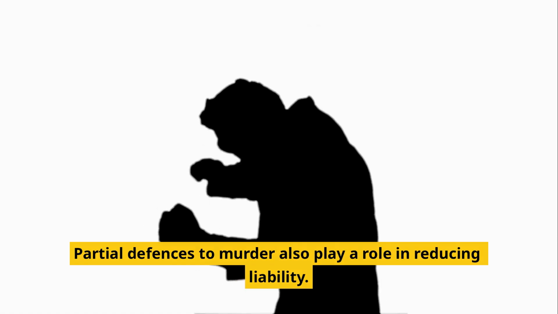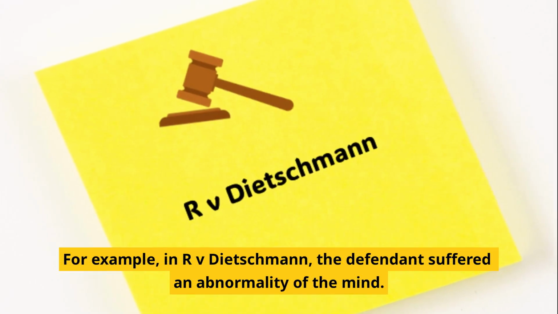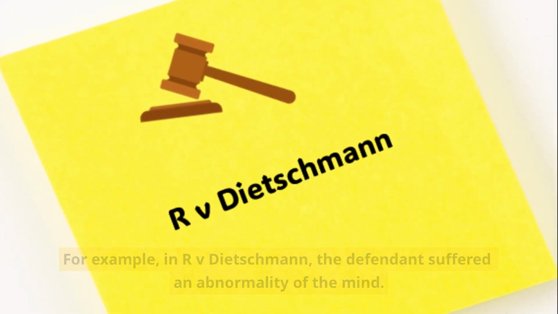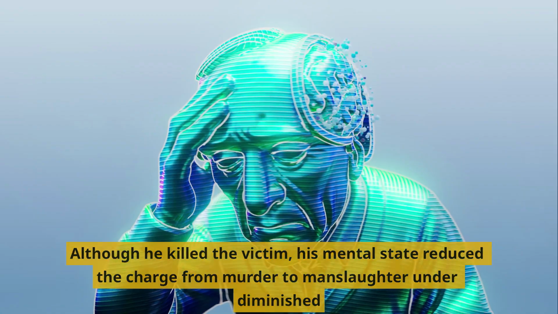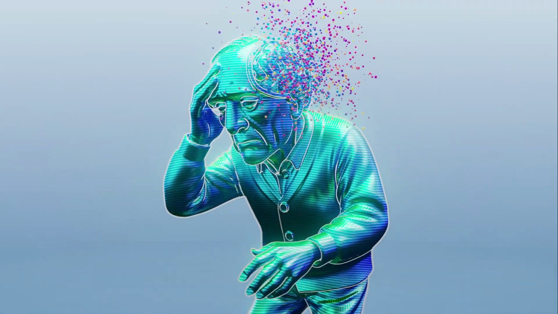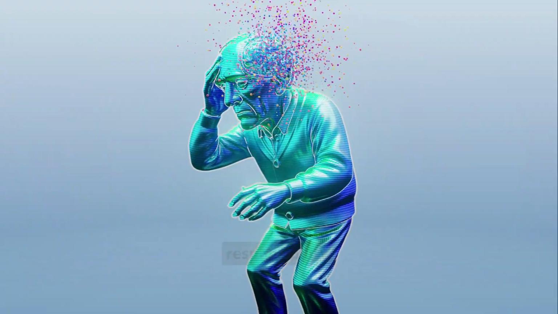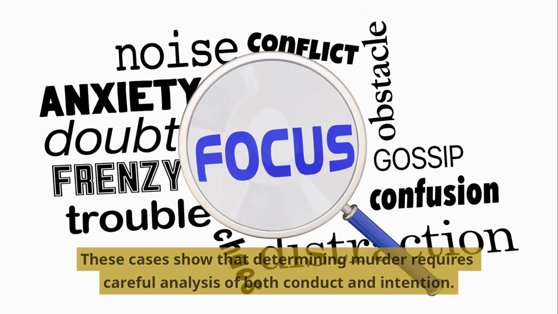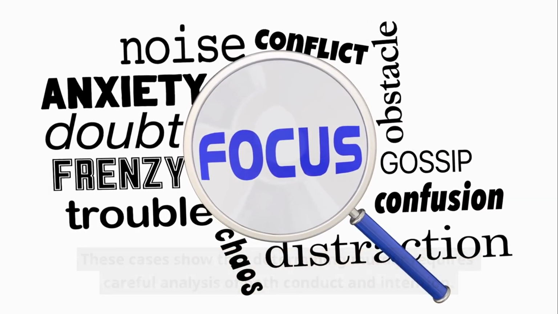Partial defenses to murder also play a role in reducing liability. For example, in R versus Deichmann, the defendant suffered an abnormality of the mind. Although he killed the victim, his mental state reduced the charge from murder to manslaughter under diminished responsibility. These cases show that determining murder requires careful analysis of both conduct and intention.